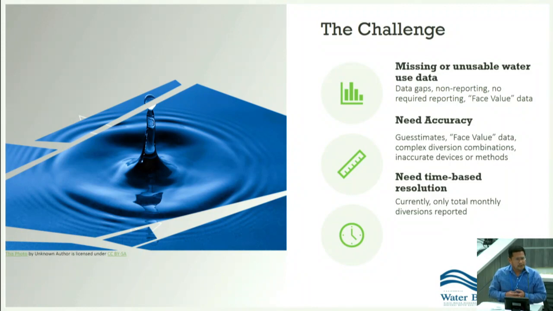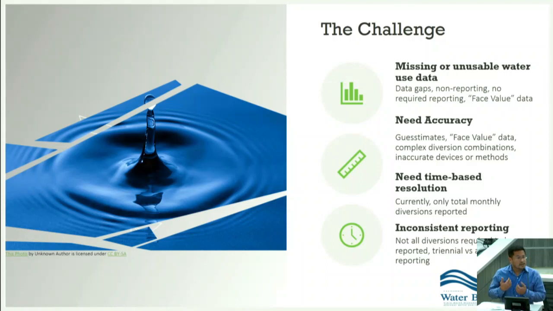Also, prior to the regulations, the diversions only had to be reported on a monthly basis. So once a year, you would report your diversions and break it down by month. What we found is it would be very useful to have more time resolution to the diversion data, such as weekly or daily diversions at some times.